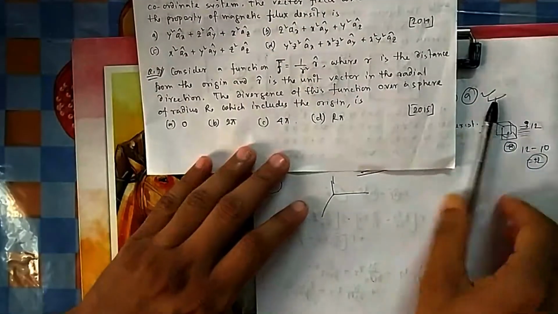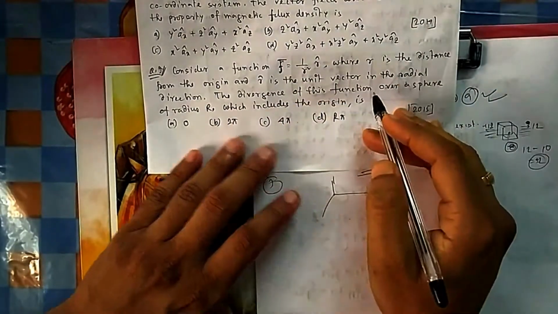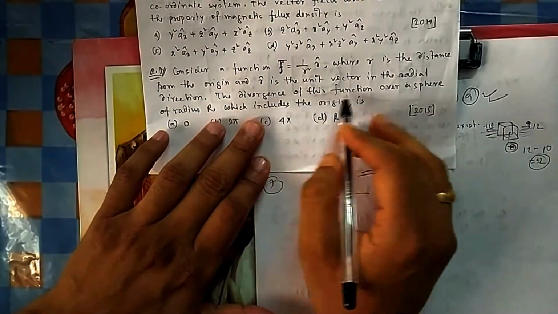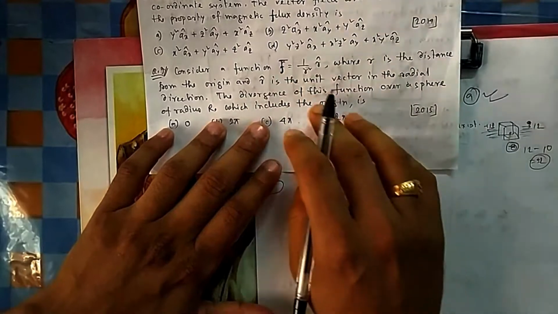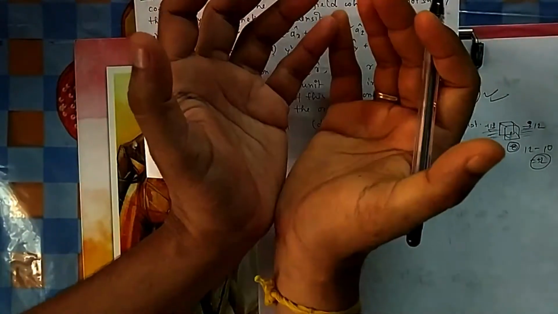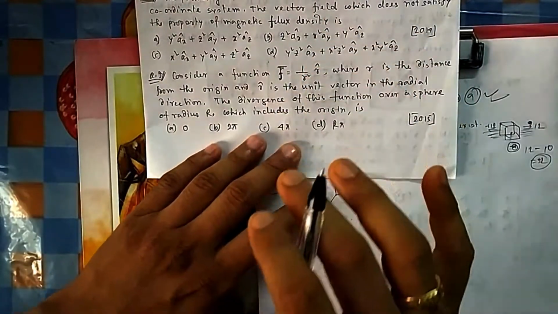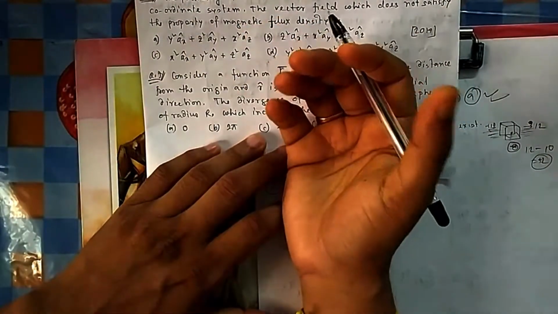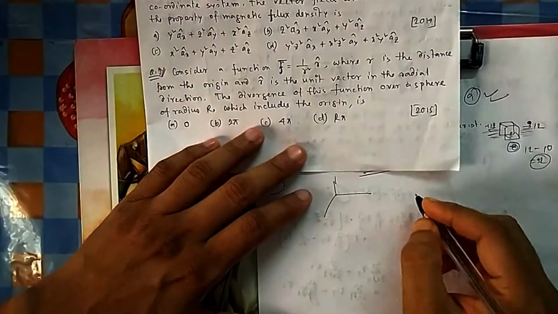You have to consider the function in the radial direction. The divergence of this function, you have to find the divergence over that sphere. That means divergence over that entire sphere. That means you have to integrate it over that entire volume. So that is the idea of divergence.